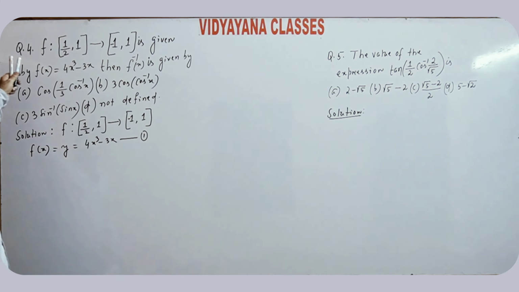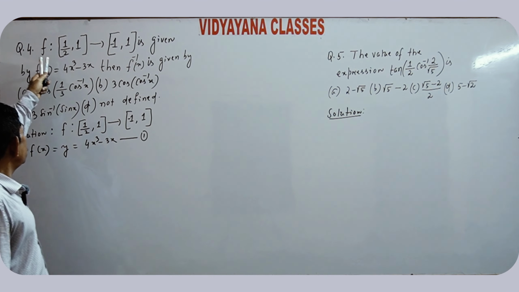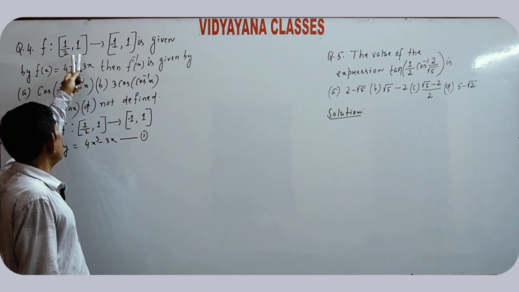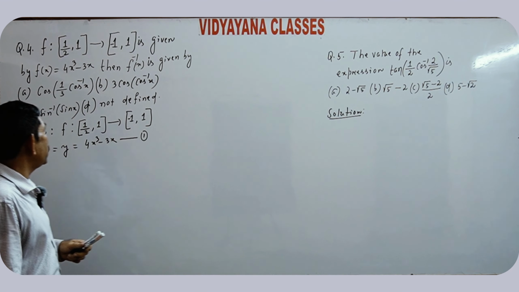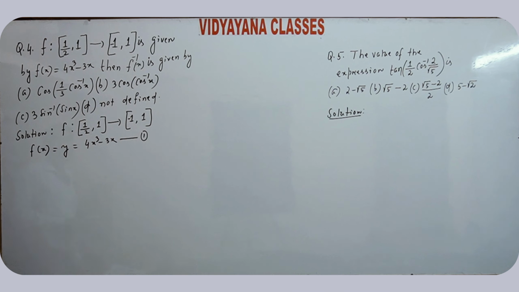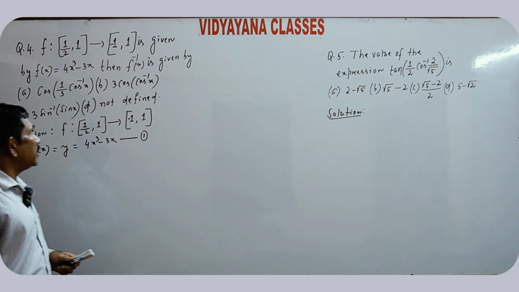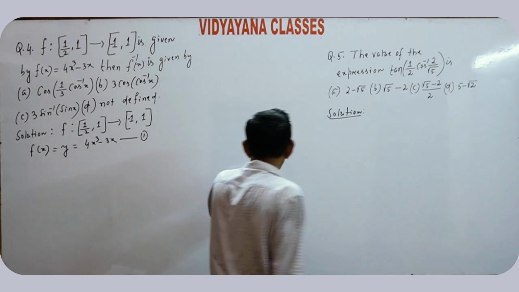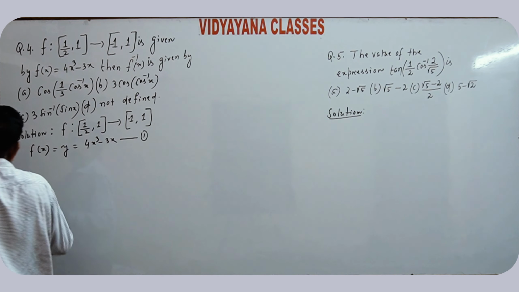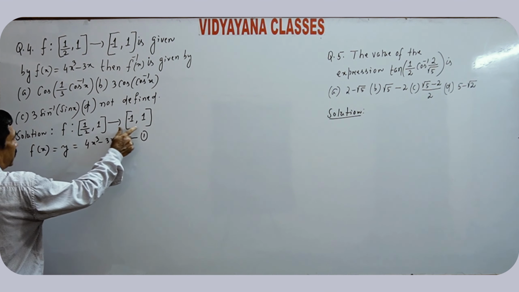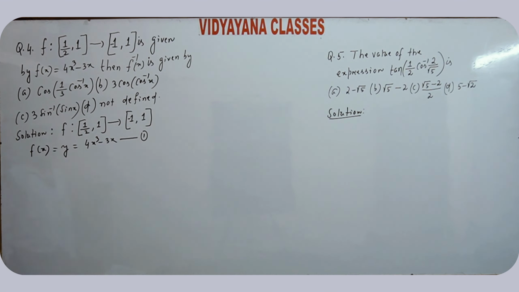Next, question number 4. f is defined from the interval closed half, 1 closed to the interval closed minus 1, 1 closed, given by f(x) equal to 4x cubed minus 3x. Then f inverse of x is given by what? The function f is defined from this set to this set, f(x) is y equal to 4x cubed minus 3x.